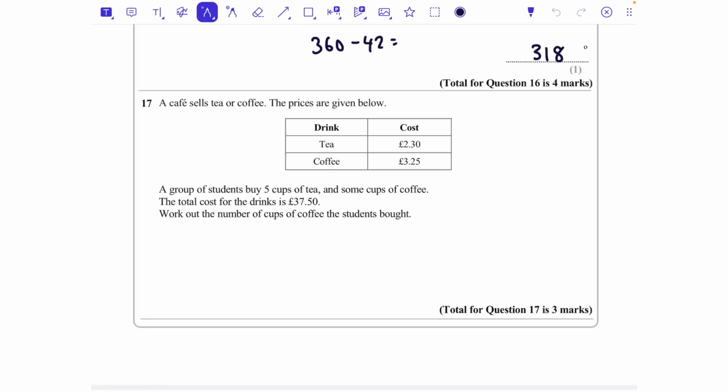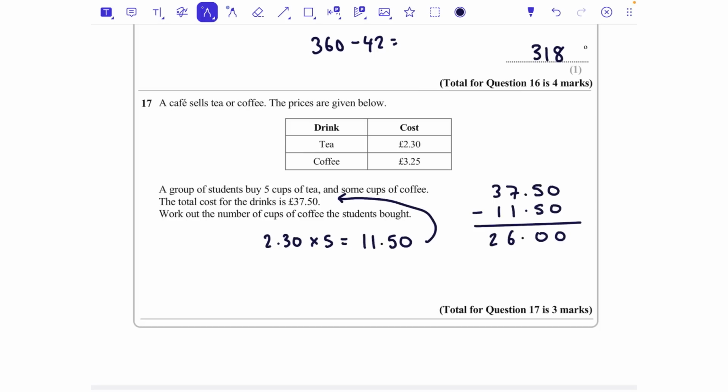So we know they buy 5 cups of tea, so we can do £2.30 times 5. That is £11.50. And then we know that the difference must be from the cups of coffee bought. So I'm then going to do £37.50 take away £11.50, which is £26. So I then just want to know how many cups of coffee is needed to make £26. So 26 divided by £3.25 will tell me how many cups of coffee were bought, and that is 8.